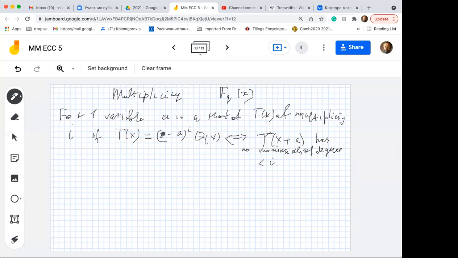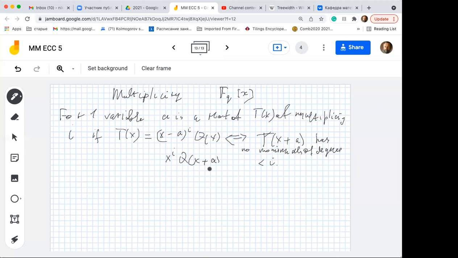Indeed, if we substitute x plus a for x, we will obtain x to the power of a times some polynomial of x, q of x plus a. And we see that we obtain x to the i times some polynomial. That means that all the monomials are divisible by x to the i. And that means actually that this is equivalent to saying that the degree of all monomials is at least i.